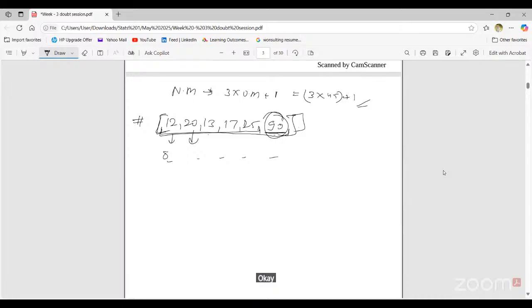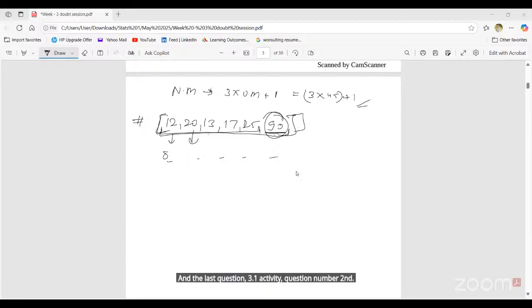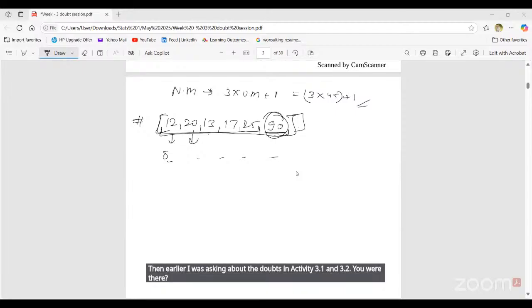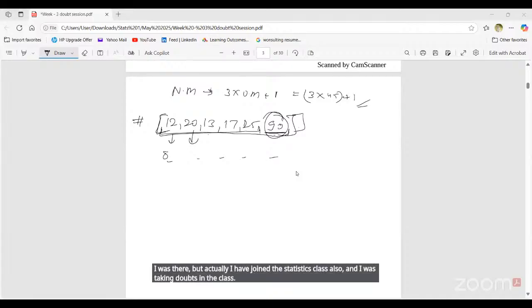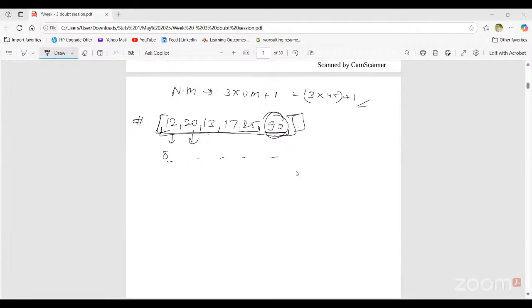Okay. Yeah. And the last question, activity 3.1, question number 2. When earlier I was asking about the doubts in activity 3.1 and 3.2, you were there? I was there, but I have also joined the statistics class, and I was taking doubts in their class. Okay, so in which question? Second.